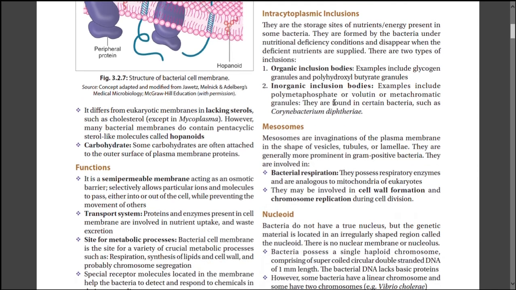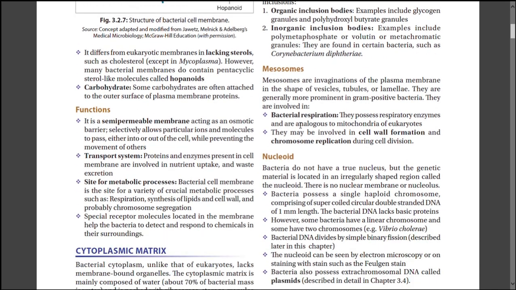Okay, if you take mesosomes, inclusion bodies are simple, you can learn. The mesosome helps in bacterial respiration instead of mitochondria. They are analogous to mitochondria of eukaryotes. They possess respiratory enzymes. They may be involved in cell wall formation or chromosome replication during cell division.